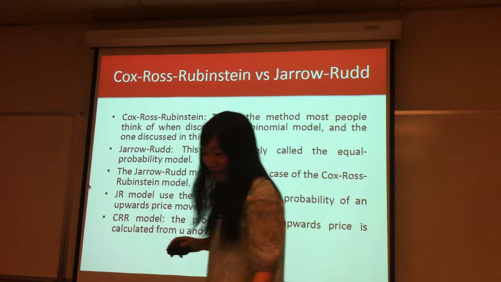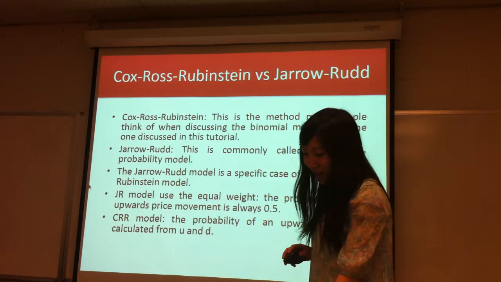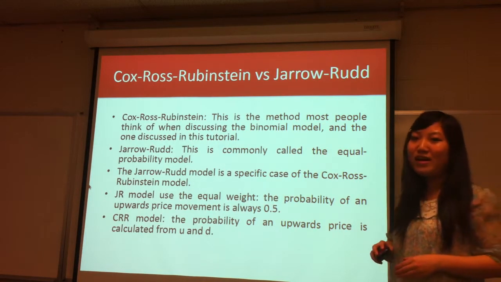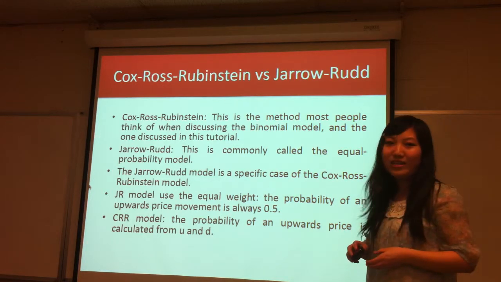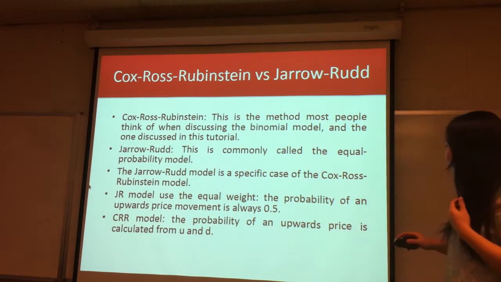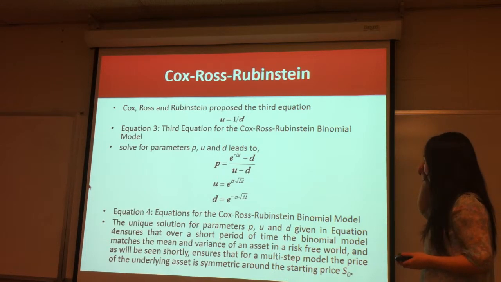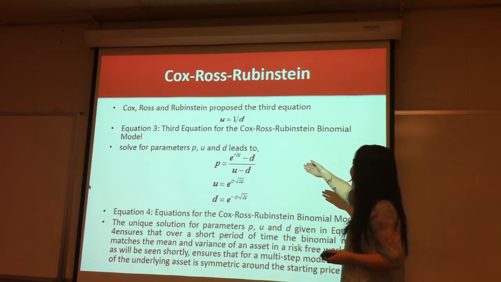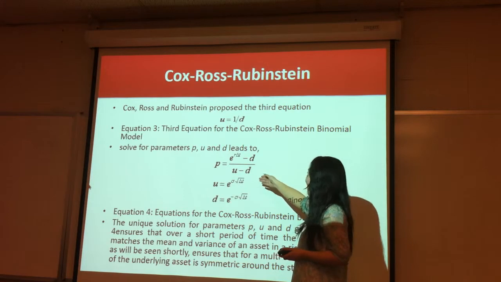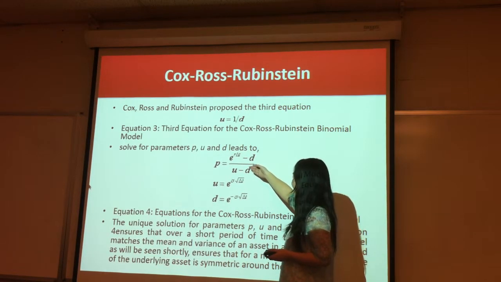Next question: what is the difference between the CRR model and the JR model? I think when we calculate the binomial tree, we always use the CRR model. It is a common method. In the JR model, we assume that the probability is equal. The JR model is a specific case of the CRR model. Then we can get the mechanics of the CRR model. We get the third equation, u equals one divided by d. In the CRR model, we use these three equations, this equation and u and d, to calculate the probability of the upside price.